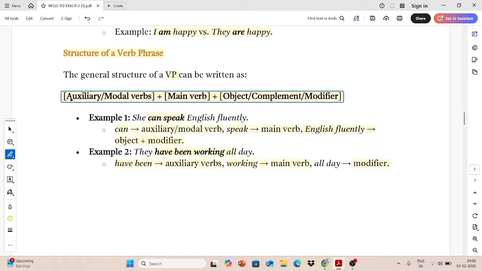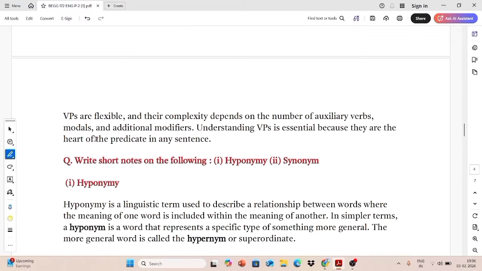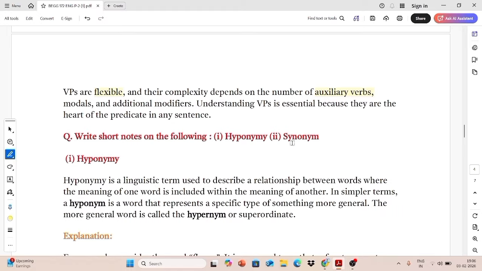So please remember this, as I've already told, this formula is a game changer. Verb phrases are flexible and their complexity depends on the number of auxiliary verbs, modals and additional modifiers. Understanding verb phrases is essential because they are the heart of the predicate in any sentence.